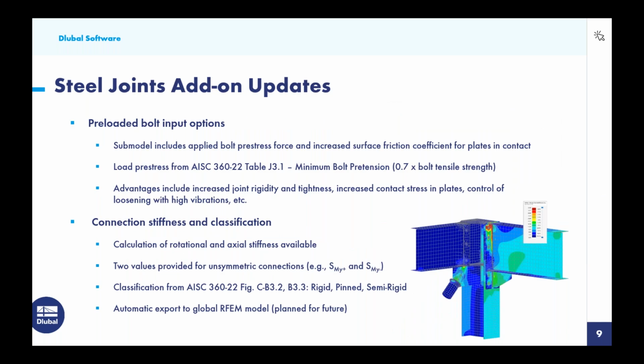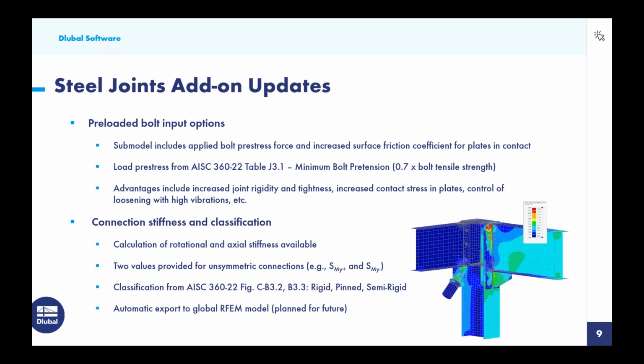So now moving on to a few of the updates that we have implemented in the Steel Joints add-on over the last year. This isn't an exhaustive list, but rather I just wanted to focus on a few of the main points. The first is the preloaded bolt input option. So now we have the ability to consider these preloaded bolts where the submodel then automatically will include the applied bolt pre-stress force.